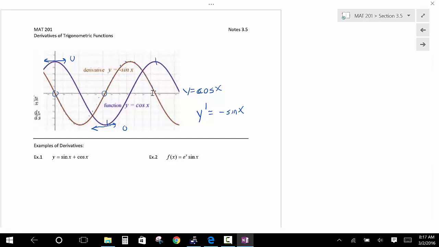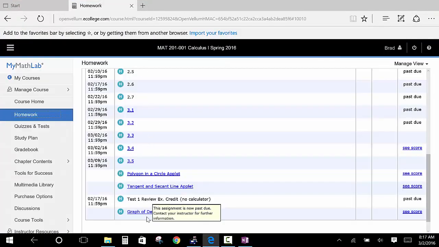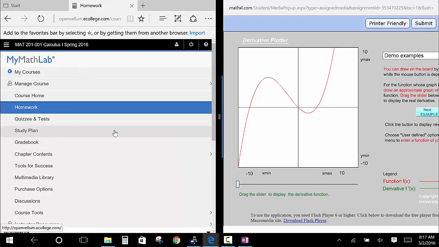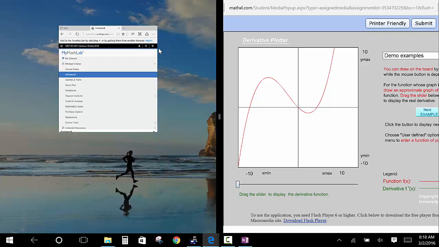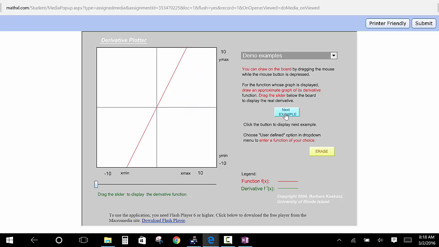Okay. Now I want to pull up one thing just on my math lab. I think I put this on here. Then I'll go back to where I was. That says graph of derivative applet. Okay, so I put this on here for you to play around with a little bit. And what I think is kind of cool about this is you can look at all kinds of different examples. Let me squeeze this over here like this. So it has several different demo examples, so you can kind of look at different things.